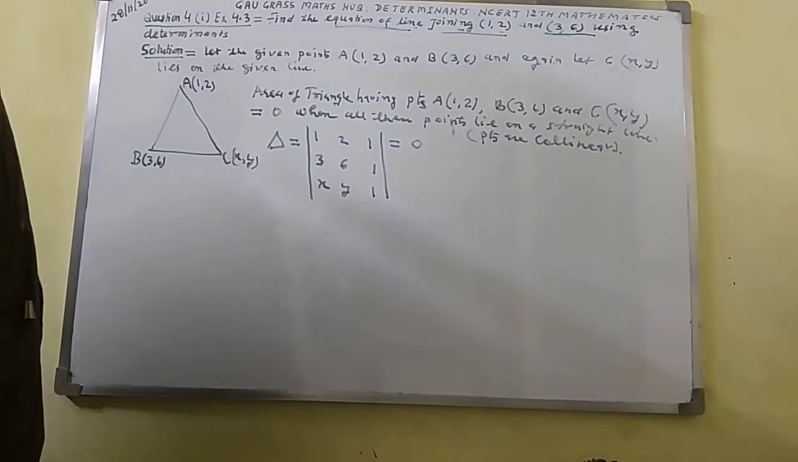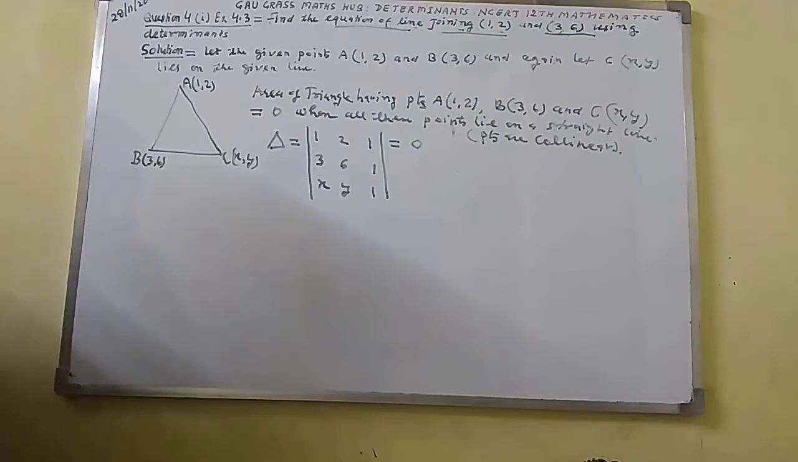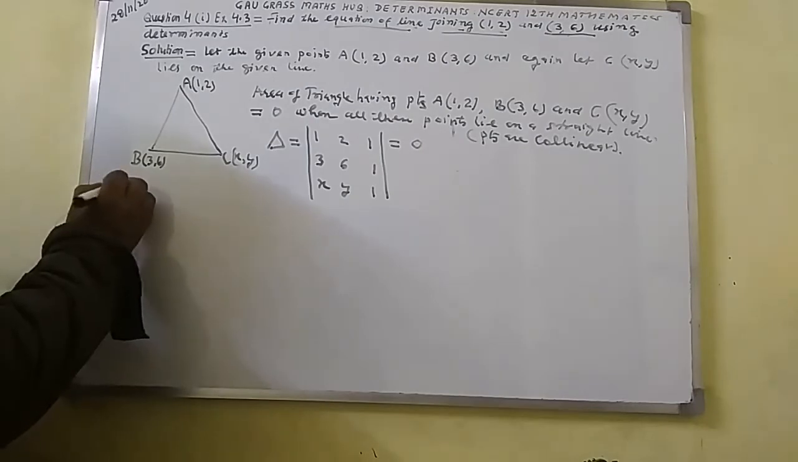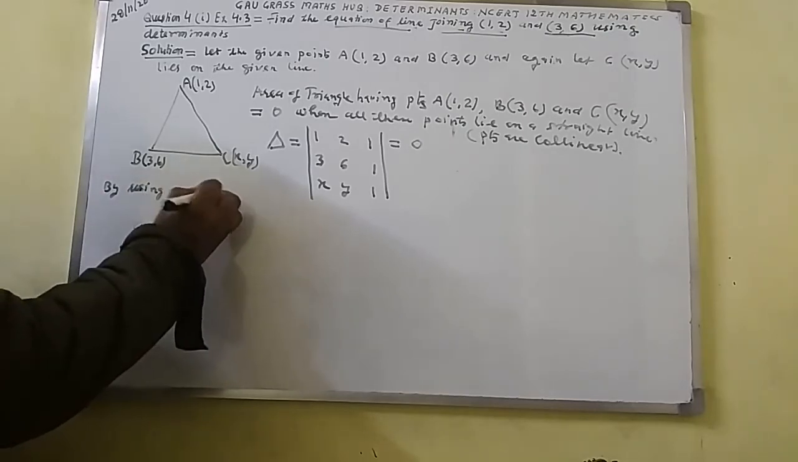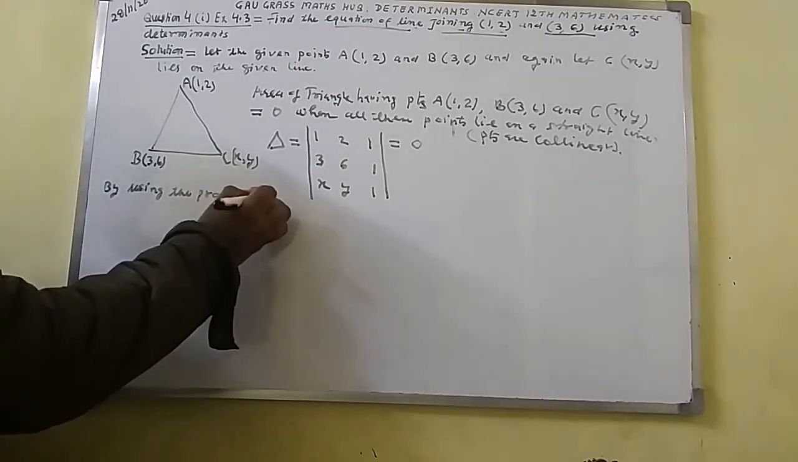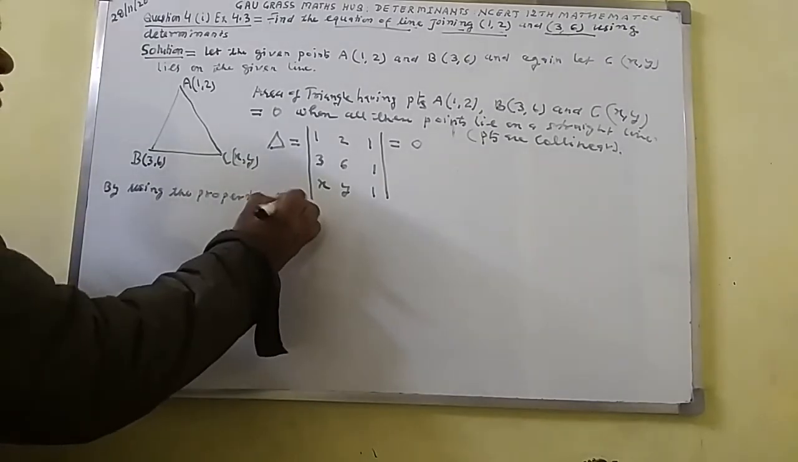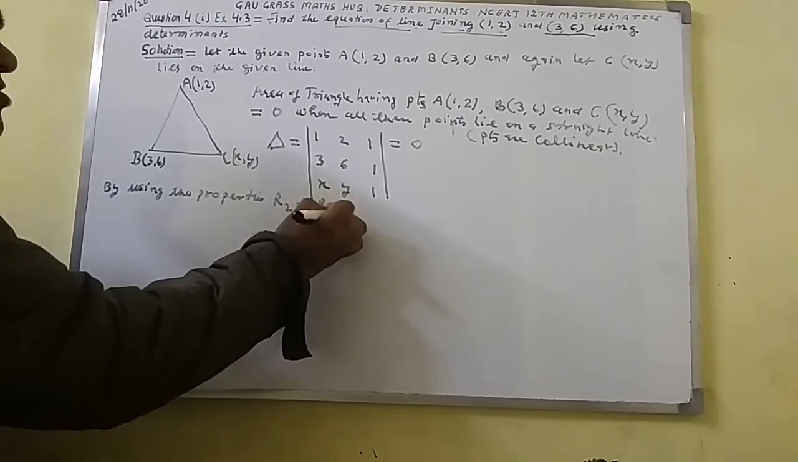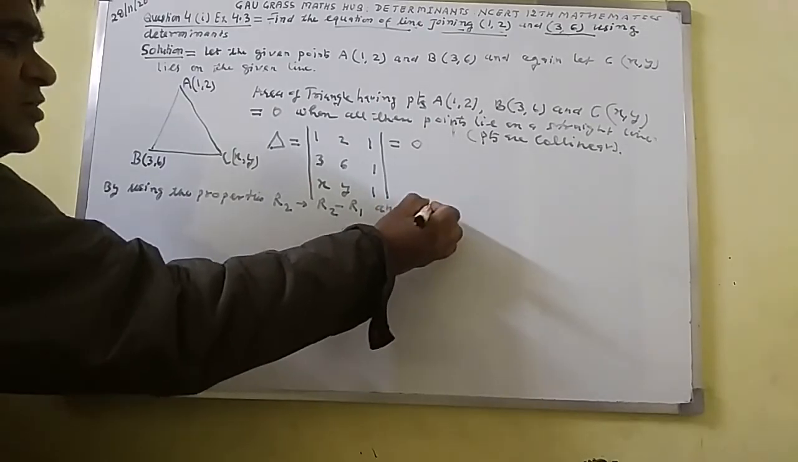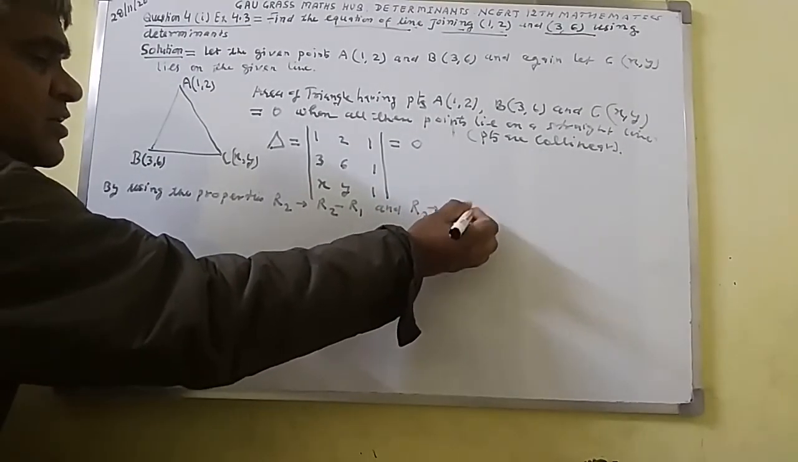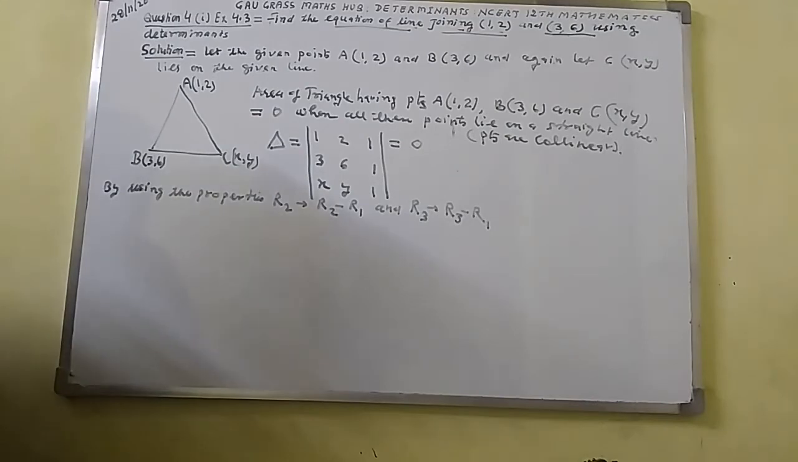So let us solve this one. Here I shall use the properties: R2 goes to R2 minus R1 and R3 goes to R3 minus R1. This property I shall use here.